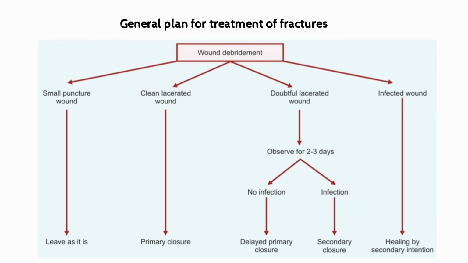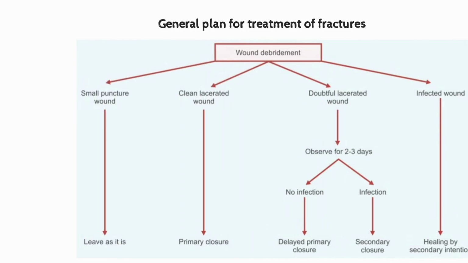In closed reduction, if the fracture is in an acceptable position, then go for immobilization and physiotherapy, or if the fracture is in an unacceptable position, go for open reduction with internal fixation followed by physiotherapy. Open reduction straightaway is required for some fractures.